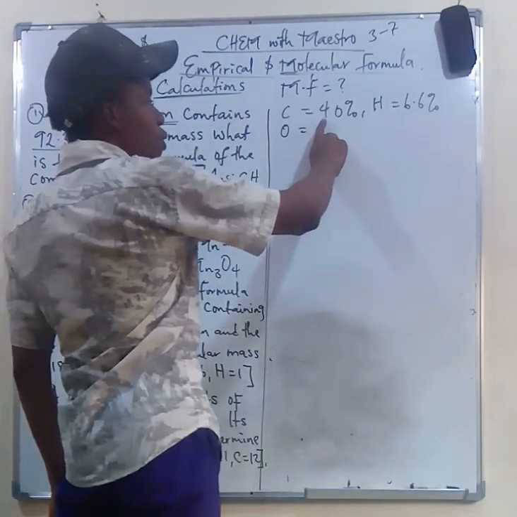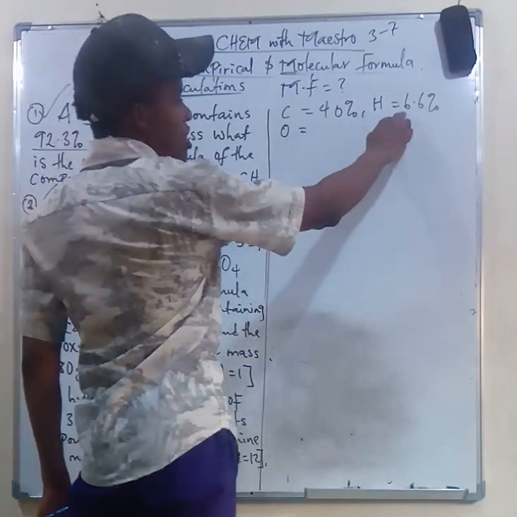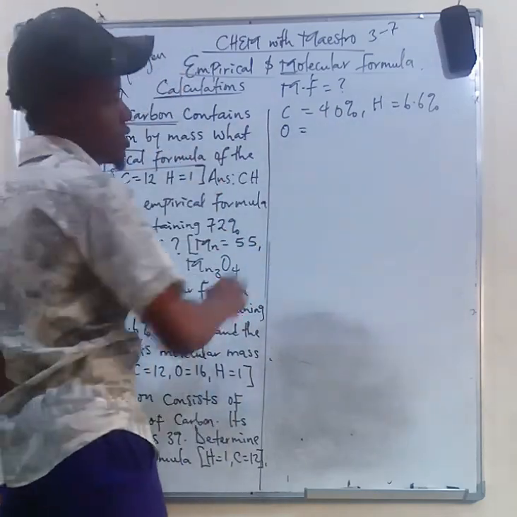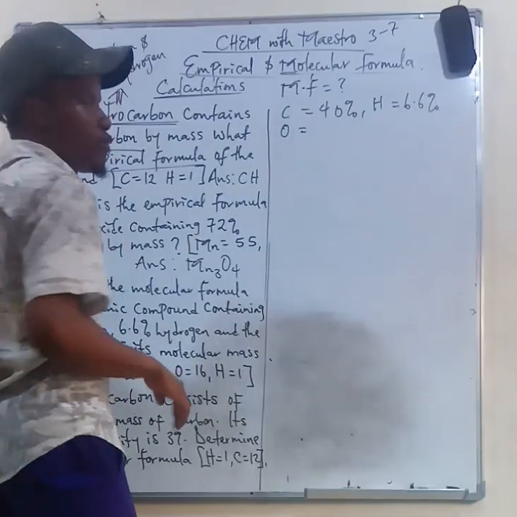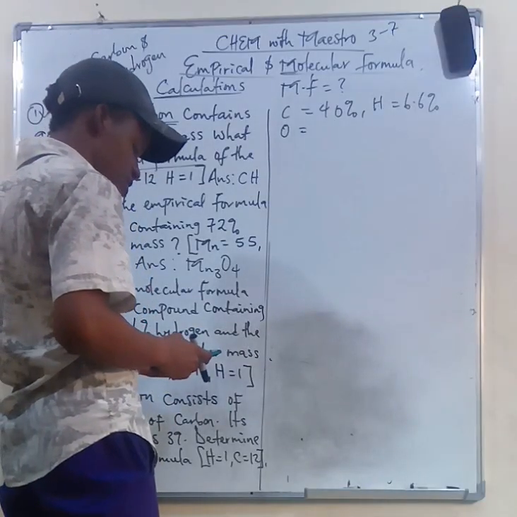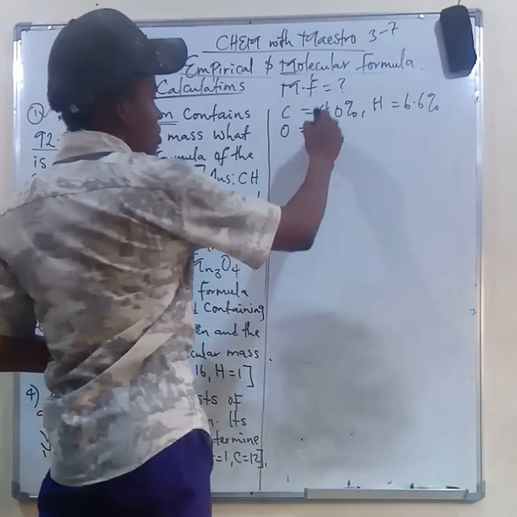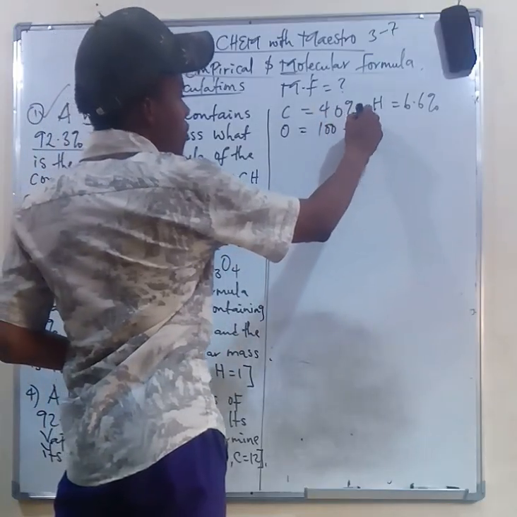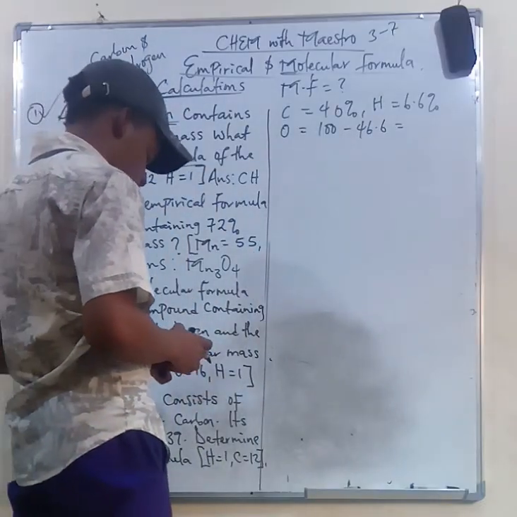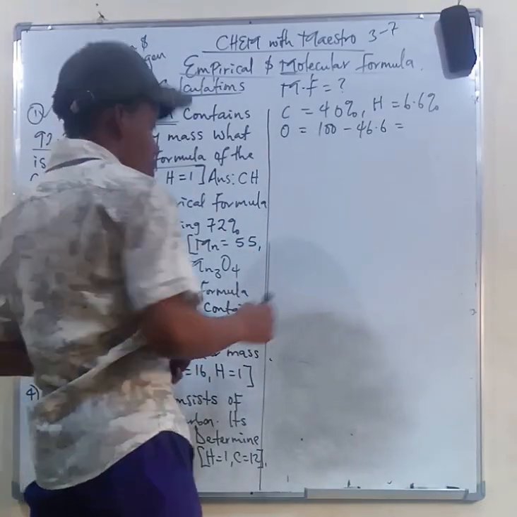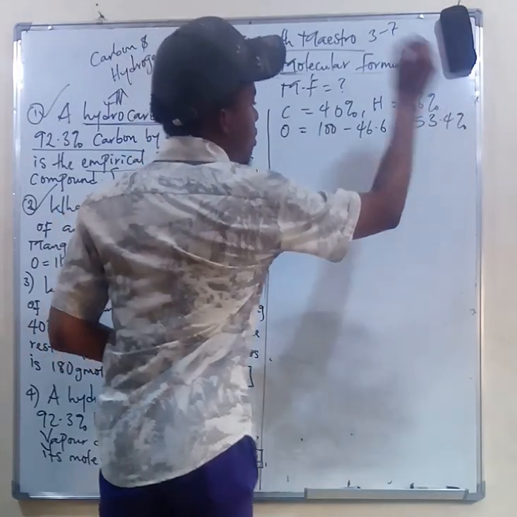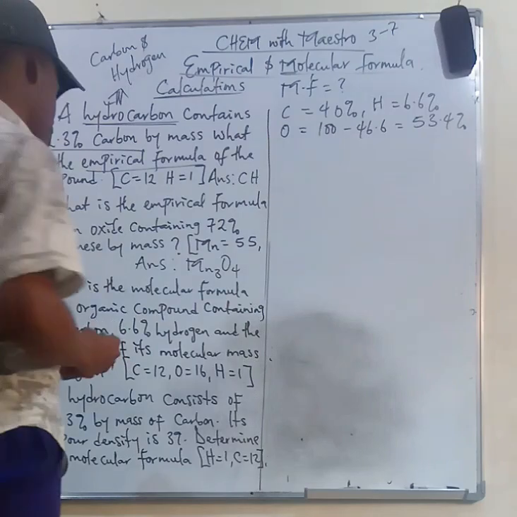You're going to add 40 to 6.6. When you add these two together, subtract it from 100, then you get the rest for oxygen. So now let's do that. 40 plus 6.6, we got 46.6. So it now becomes 100 minus 46.6. What do we have? We have 53.4%. So this is the percentage for oxygen.